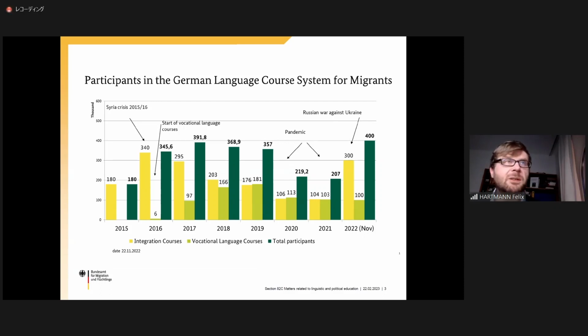You can also see the impact of the pandemic later, and now you can already see the effect of the Russian invasion of Ukraine, where the number of integration course participants tripled from 2021 to 2022, from about 100,000 to 300,000 in November last year. So it's quite a big program.